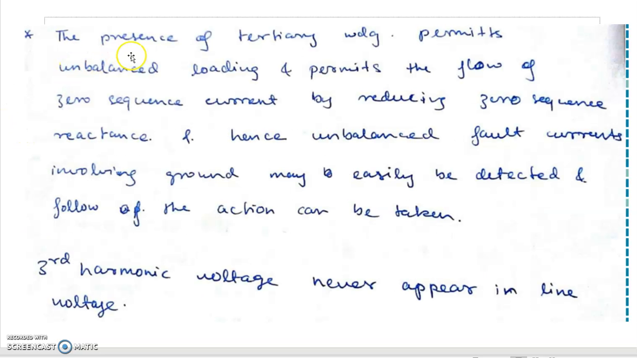In short, the presence of a tertiary winding permits unbalanced loading and permits the flow of zero sequence current by reducing the zero sequence reactance, and hence unbalanced fault currents involving ground may easily be detected and action can be taken. What action can be taken? We connect the tertiary winding to give a path to the circulating harmonics, the third harmonic. So the third order harmonic voltages never appear in the line voltages.